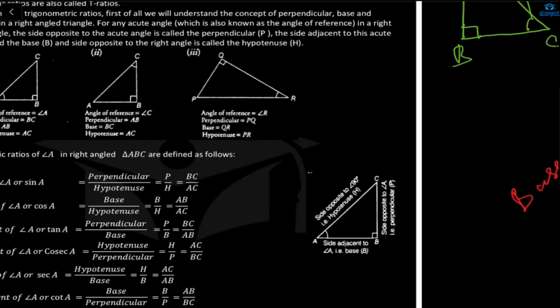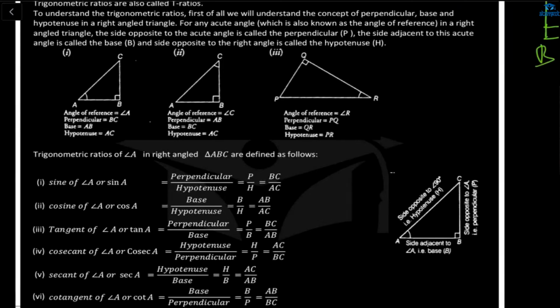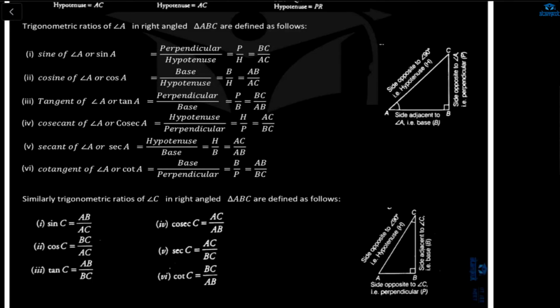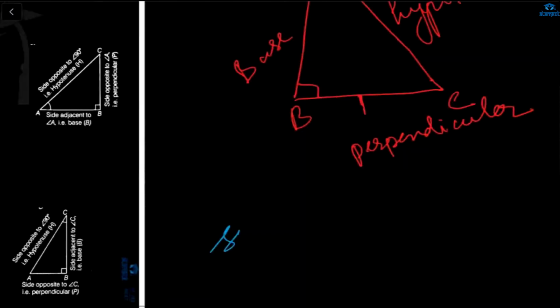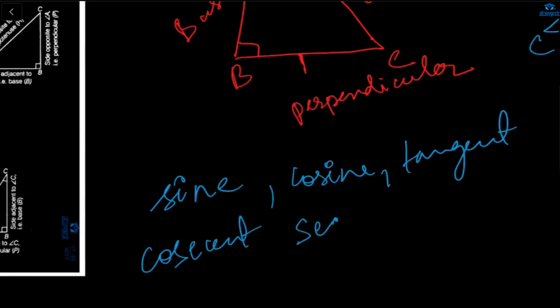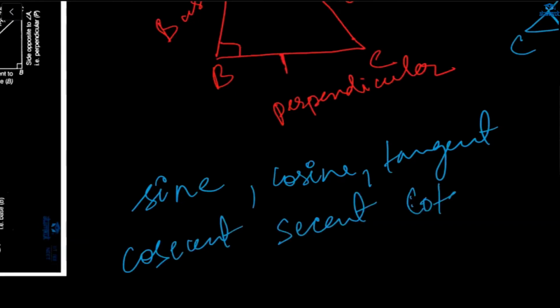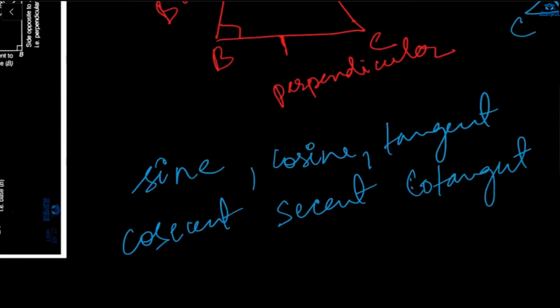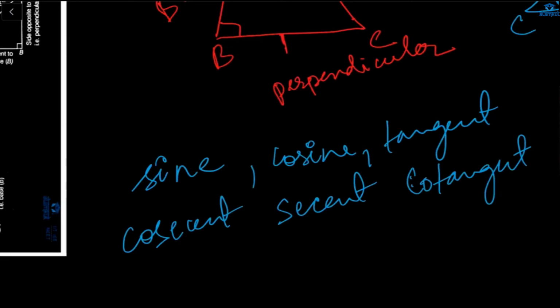Now let's see the trigonometric ratios of angle A, with reference to angle A. In trigonometry, we have six ratios: sine, cosine, tangent, and the other three are cosecant, secant, and cotangent. Sine, cosine, tangent, cosecant, secant, and cotangent. Understood?